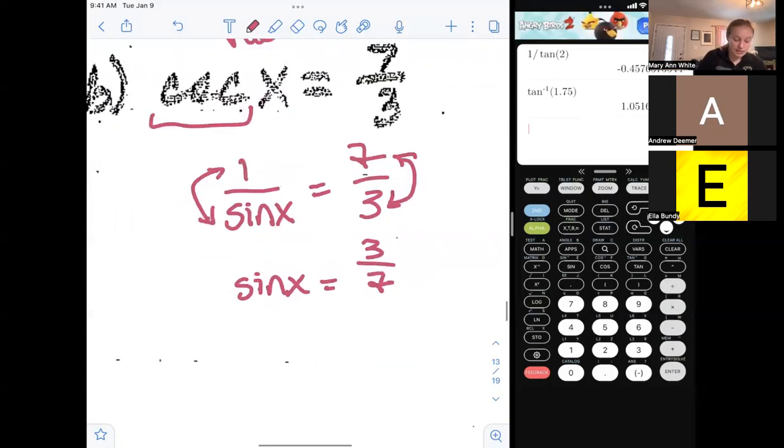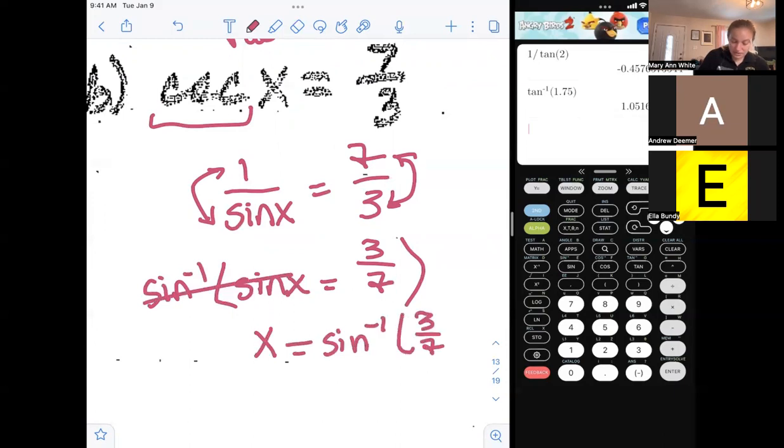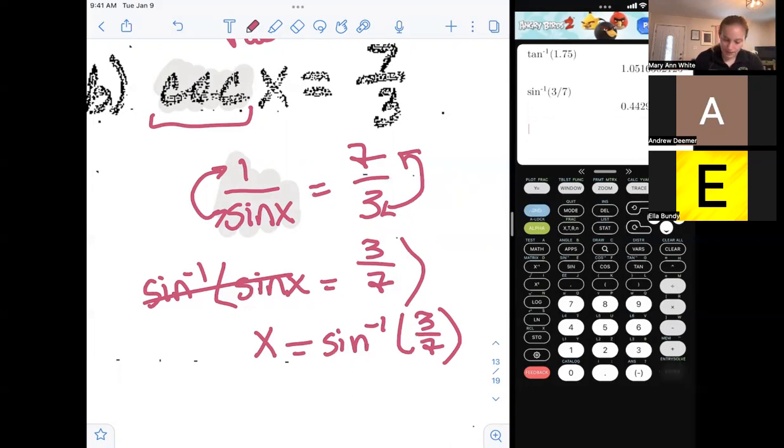Now that it's in this form, I think it's pretty easy to see that we're going to do our inverse sine of both sides to get x equals inverse sine of 3/7. And then we can put that in the calculator. And again, our problem is still in radians. The hardest part here is that you have to remember that cosecant is the same thing as 1 over sine. So we just reciprocal both sides. So let's go second sine of 3 divided by 7. Enter, and we get x equals 0.44 radians.